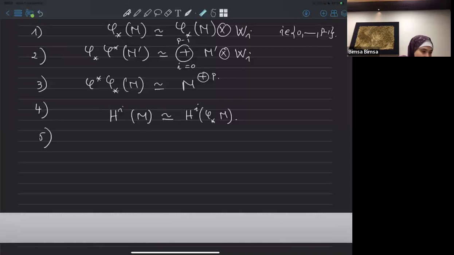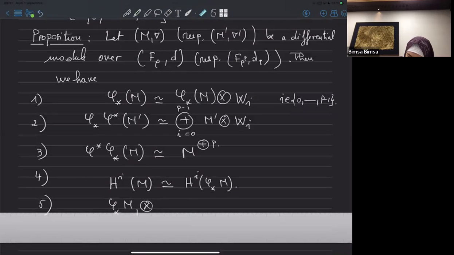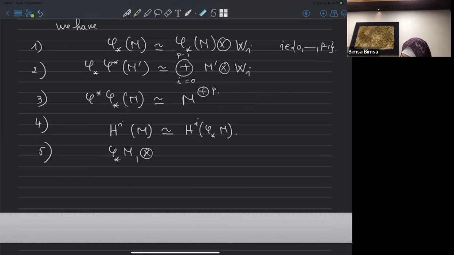And the last point is the following. If we consider the push forward of two differential modules over here, just I add M1 nabla 1, M2 nabla 2. It's a differential module over the same thing. And if I just combine them, then I will obtain such a thing.